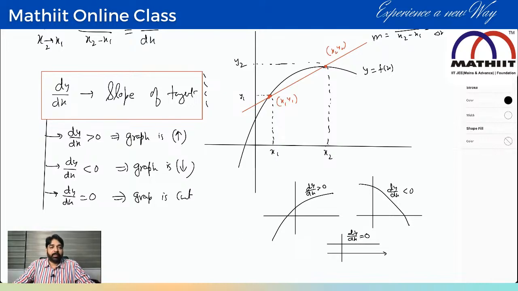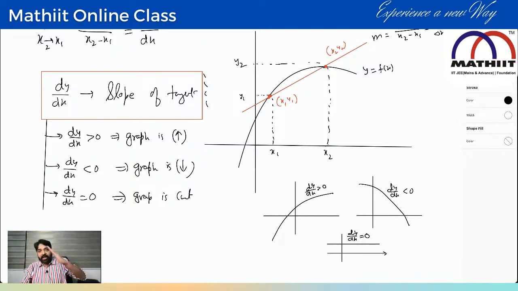Is this clear to everybody? Am I right? dy by dx always represents the rate of change of y, or you can say the slope of the tangent. Why? Because rate of change of y with respect to x means (y2 minus y1) by (x2 minus x1). What is that meaning? Slope. That is why we say slope. And slope decides whether the graph will go up or down.